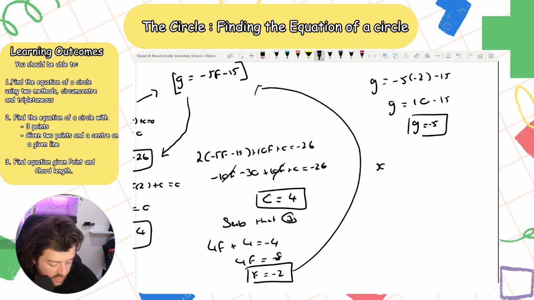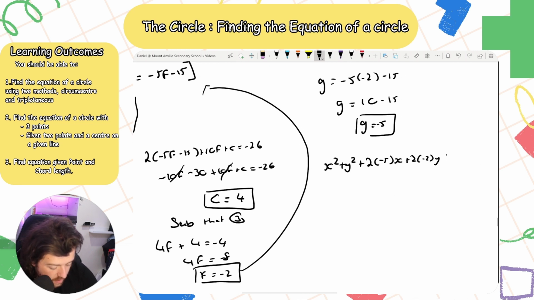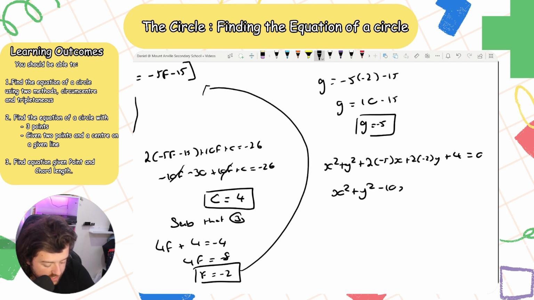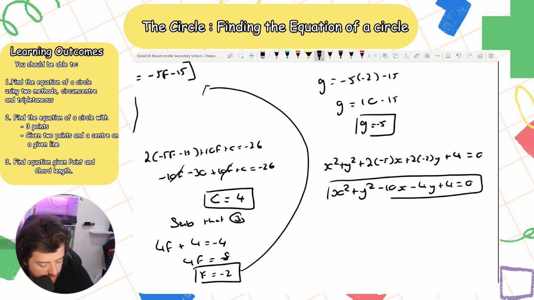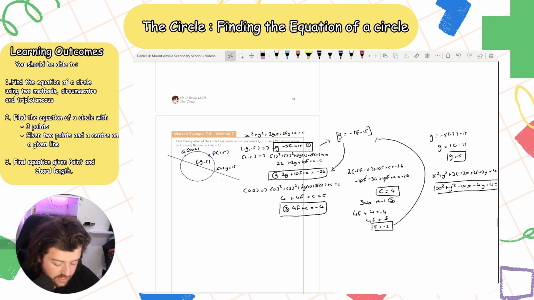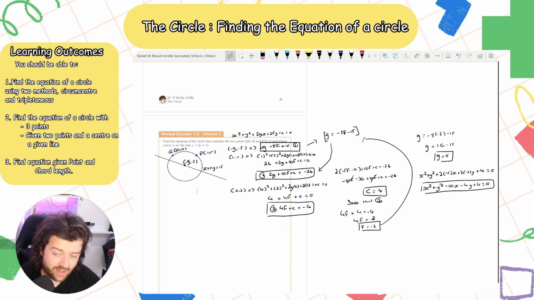So my equation is x squared plus y squared plus 2 times G, x plus 2 times F, y plus C, which is 4. So my equation of a circle is x squared plus y squared minus 10x minus 4y plus 4 equals 0. And that's my equation of the circle there. So that's 2 ways of doing that question.